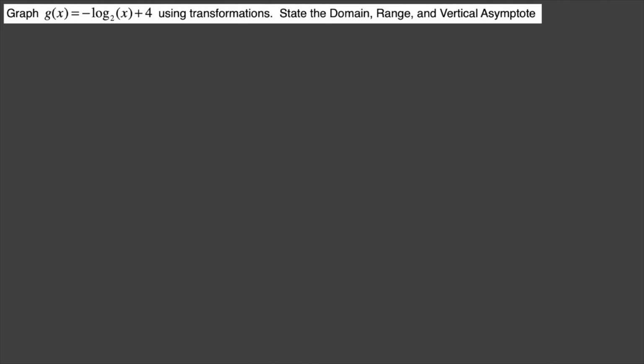This question says, graph g of x equals negative log base 2 of x plus 4 using transformations. State the domain, range, and vertical asymptote. So we are asked here to graph a log function.